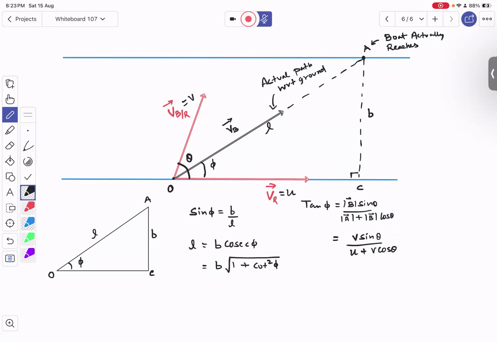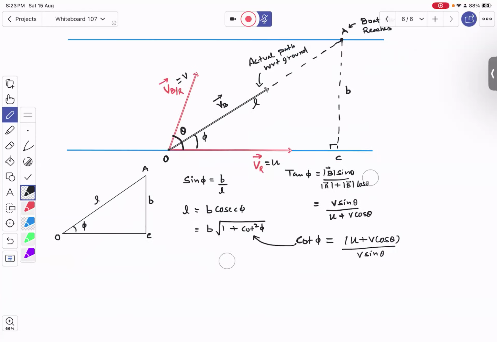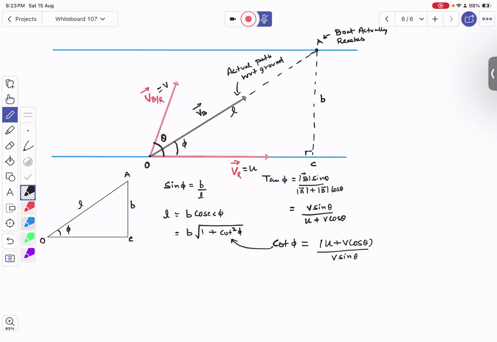So from tan phi we can find cot phi. How much is going to be our cot phi? Reciprocal of this. So cot phi will be U plus V cos theta by V sine theta. And that I'm going to plug it here and we will find the value of L. So if you do that, what it is going to become, maybe I'll write that thing directly.